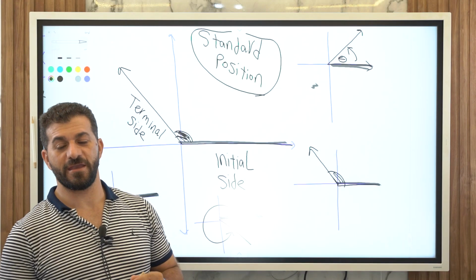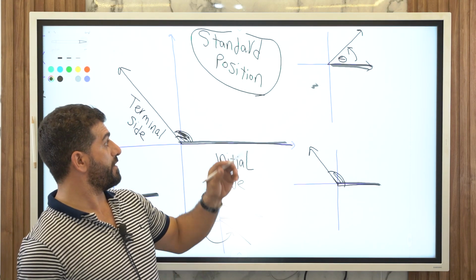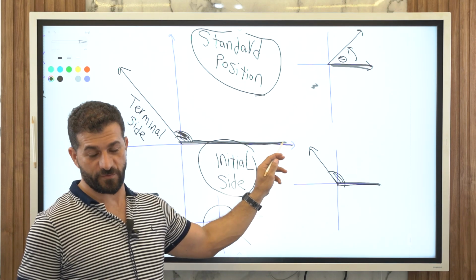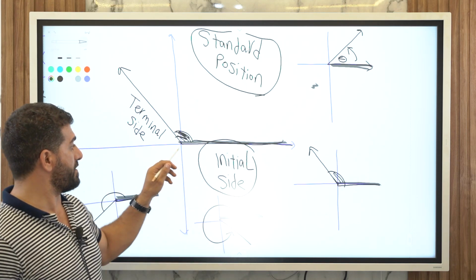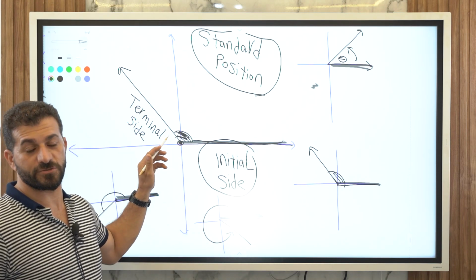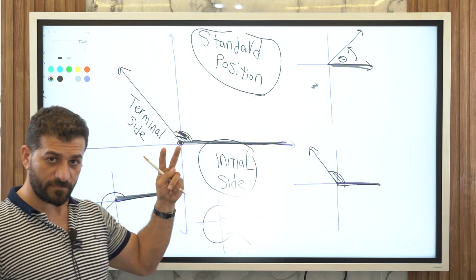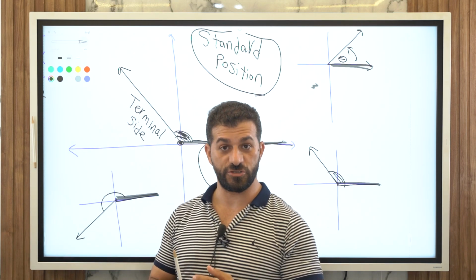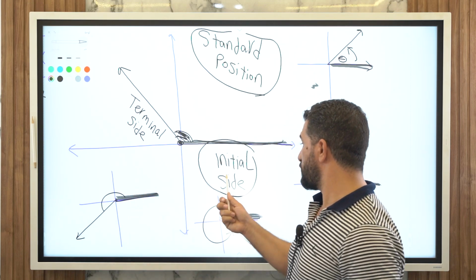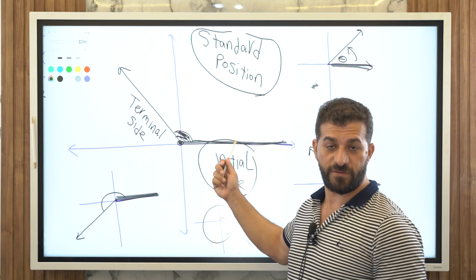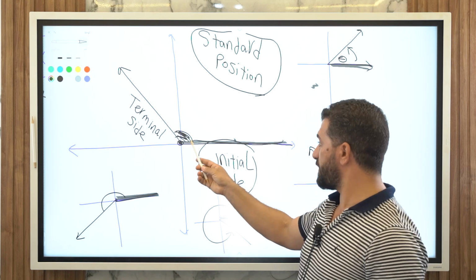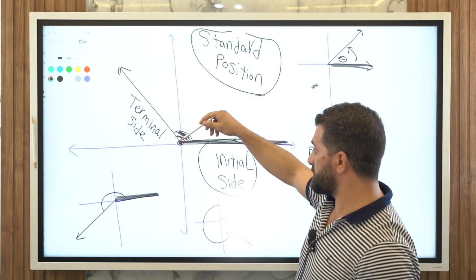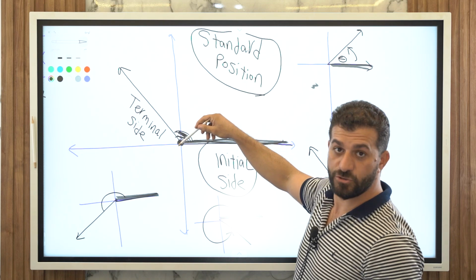We say that the angle is in its standard position if the initial side of the angle is the positive direction of the x-axis and the vertex of the angle lies on the origin point. Once again, we say the angle is in its standard position if the initial side of the angle is the positive direction of the x-axis and the vertex of the angle is the origin point.